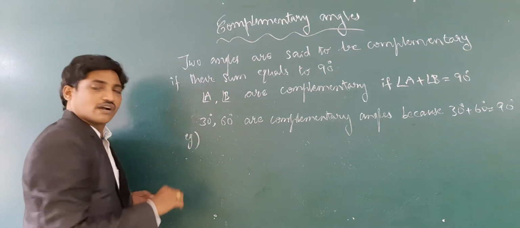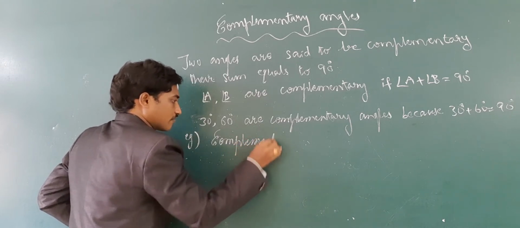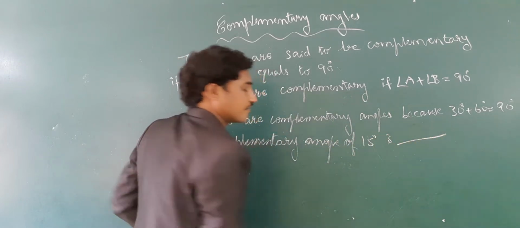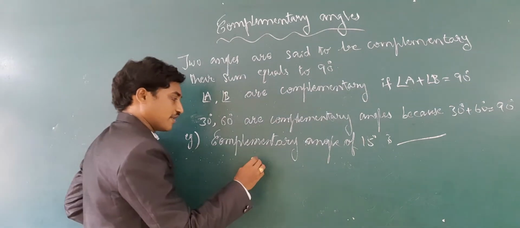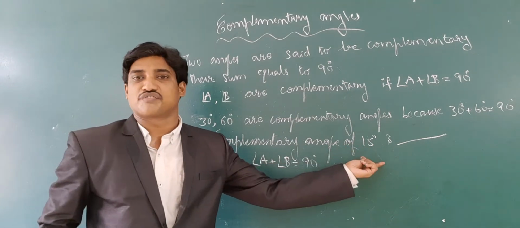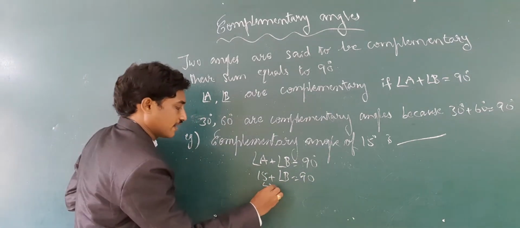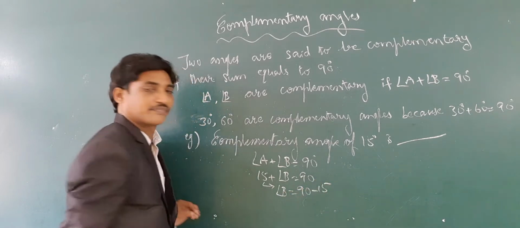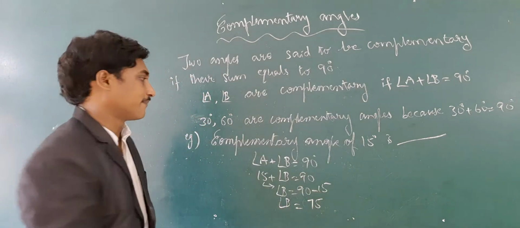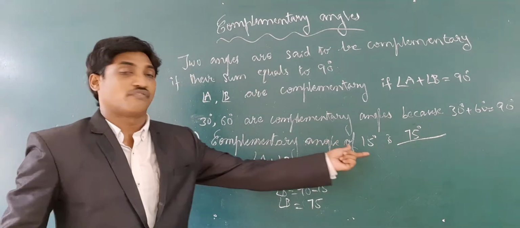Let me find the complementary angle of 15 degrees. You know, if A and B are complementary, angle A plus angle B is 90 degrees. Let me take angle A as 15 degrees. So 15 degrees plus angle B is 90. Transpose 15 to the right: angle B is 90 minus 15. 90 minus 15 is 75 degrees. So the complementary angle of 15 degrees is 75 degrees, and the complementary angle of 75 degrees is 15 degrees.